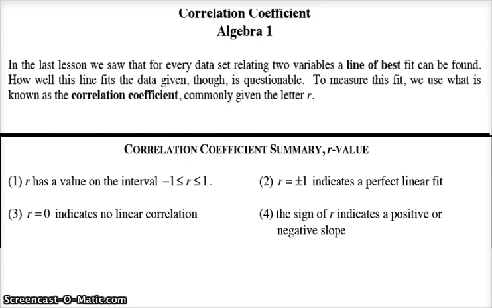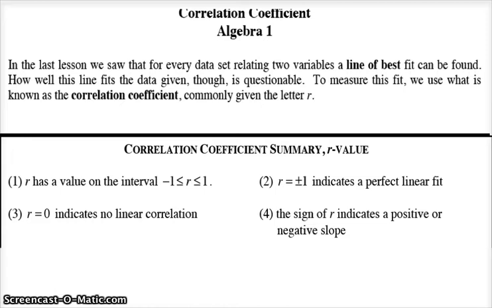Correlation coefficient, what is that? Well, in the last lesson we saw that when we have data that's related to each other but not exactly linear, what we do is we find a line of best fit. What we really want to talk about is how good is that line depicting the data given? Is it showing what we are trying to find out about the data? So what we use is a correlation coefficient.